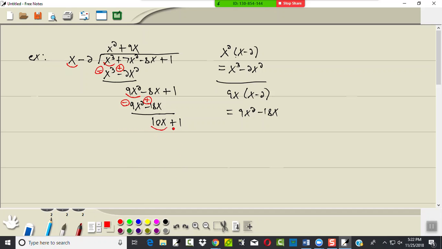Then again, we look at the first term of each side, what goes up on top. You ask yourself what times x gives you 10x, and that'd be 10. Whatever we put up on top, we multiply by what's out in front. So I take 10 times x minus 2, and that gives us 10x minus 20.